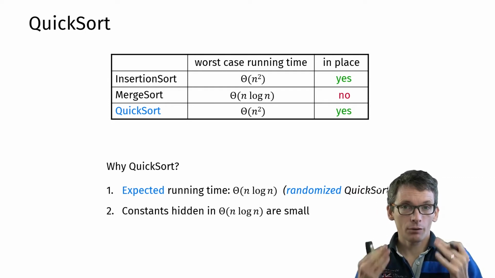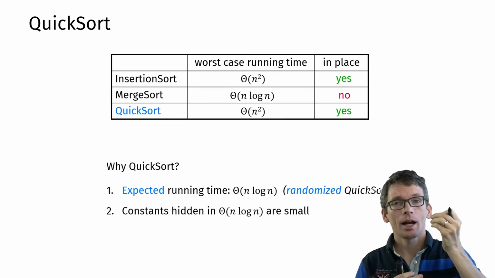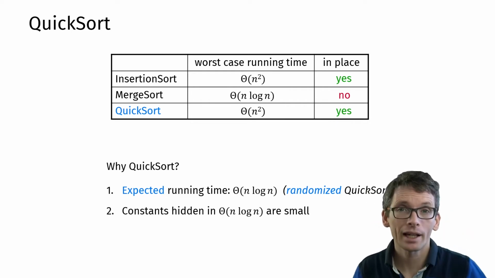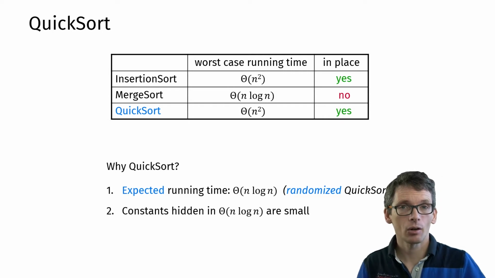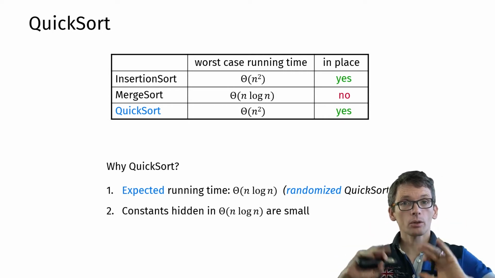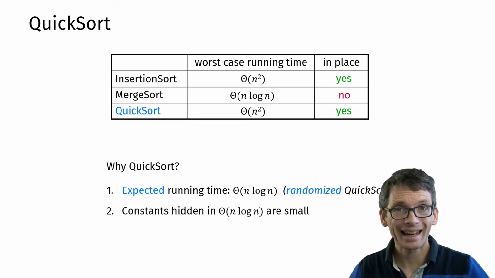So my plan here is the following. I want to show you Quicksort. I want to give you some intuition of why in expectation it runs in order n log n time. We are not going to do any type of formal analysis of Quicksort.